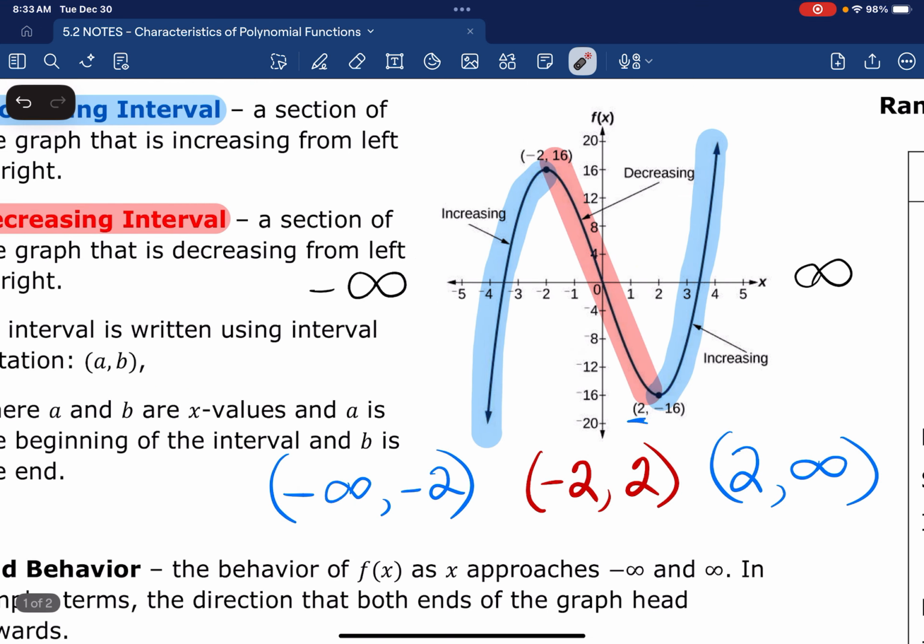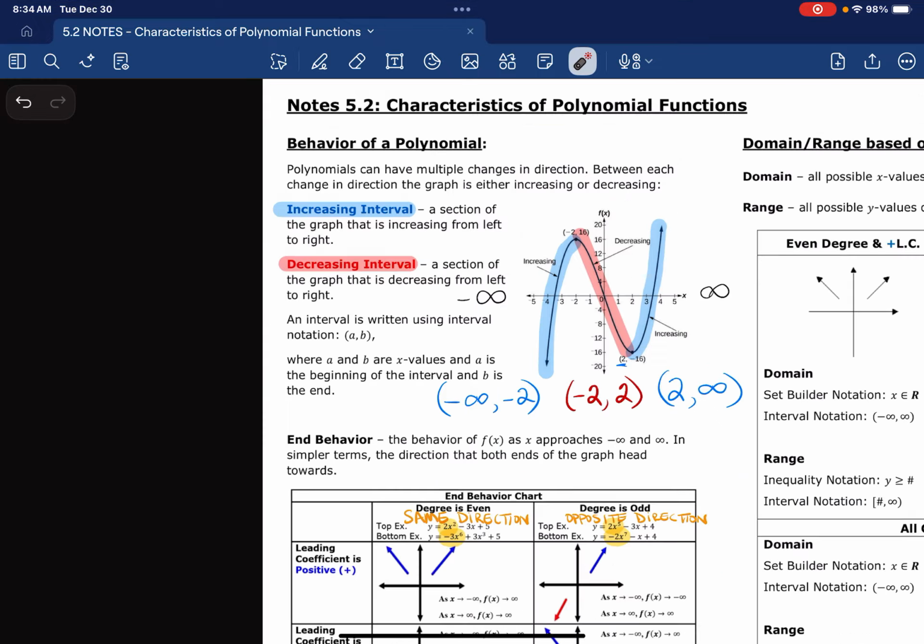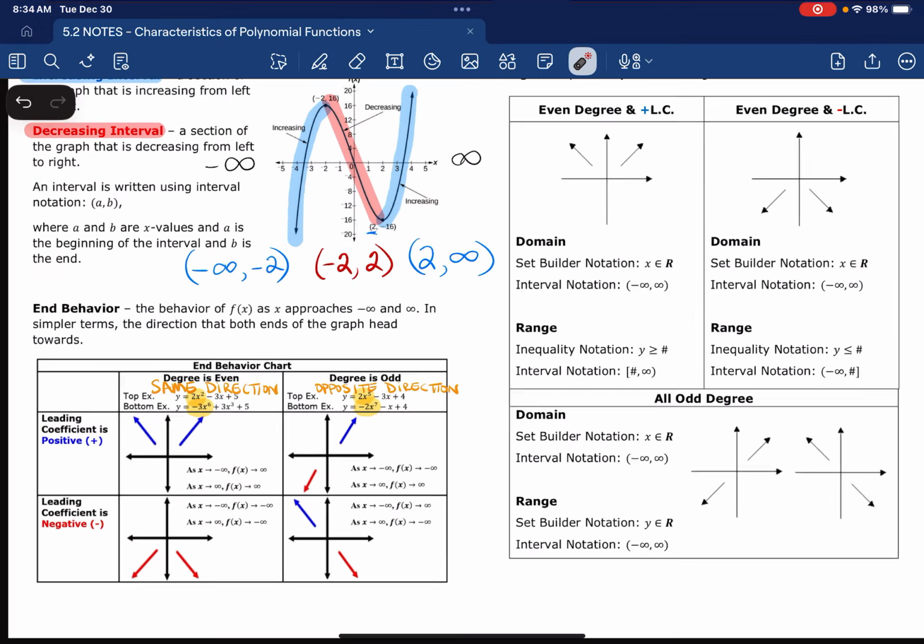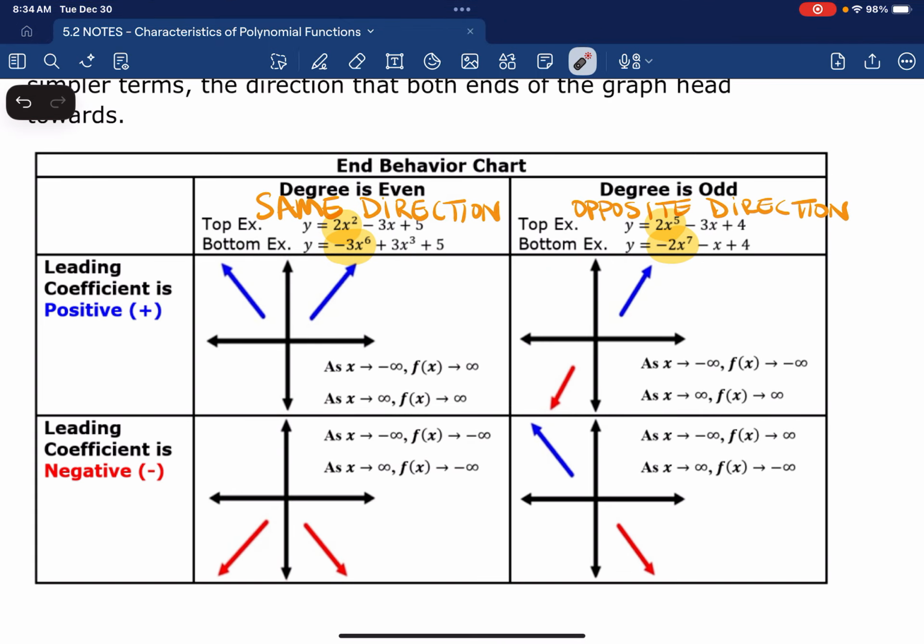So look at this example right here. Without even knowing what the equation is for this function, if I were to connect my two end behaviors, they're going in opposite directions. So I know this has to be an odd polynomial function, okay? And because the slope of this line is positive, I know the leading coefficient is also positive. Hopefully that makes sense.